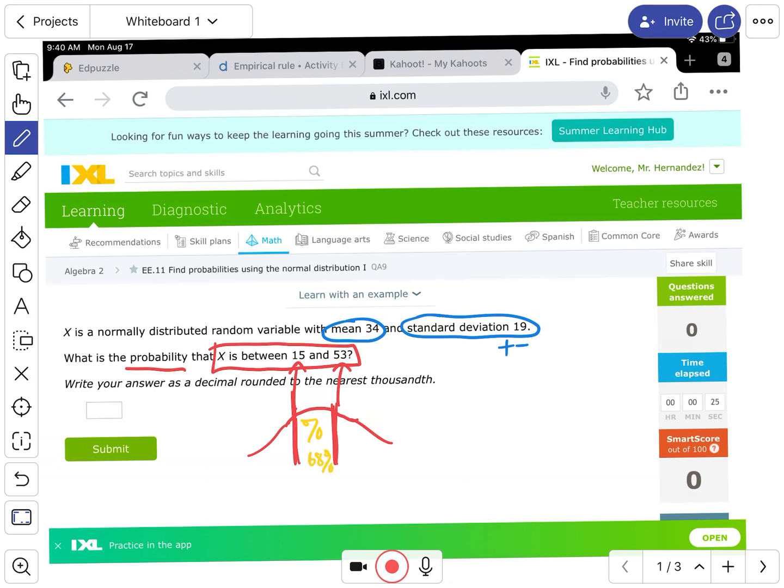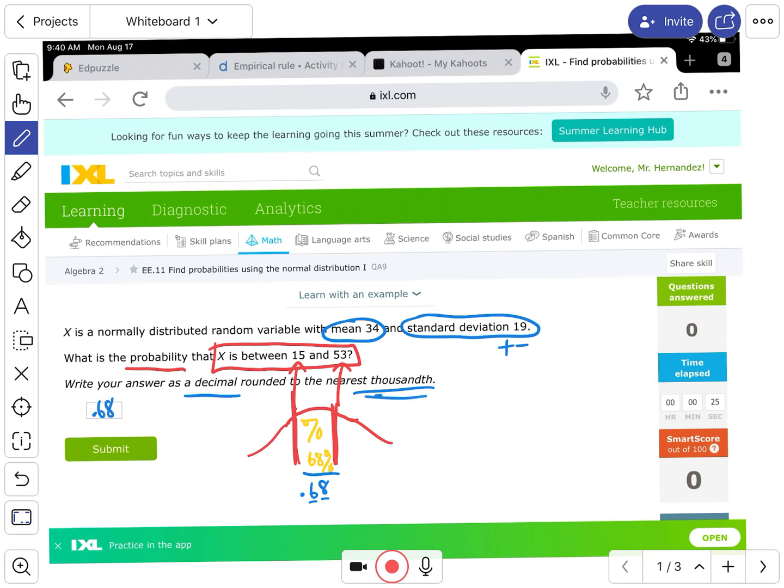So 34% and 34% is going to be 68%, right? But you're going to need to write this as a decimal to the nearest thousandths. So that's the second decimal place. So if we wrote this as a decimal, that would be 0.68, and then this is tenths, hundredths. So we don't have to worry about rounding it because it's already there. So we're going to put 0.68.